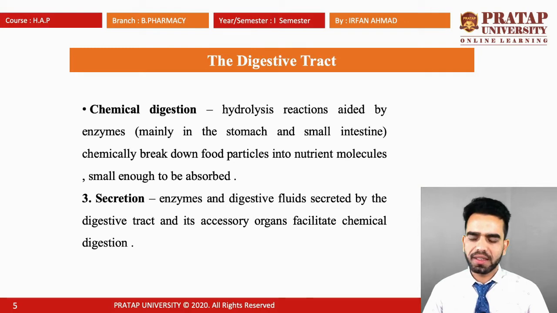Next function is secretion. Secretion is also a function of the digestive system. In secretion, enzymes and digestive fluids are secreted by the digestive tract and accessory organs, and these facilitate chemical digestion. Secretion is done by various glands, like the pancreas, gallbladder, and salivary glands, such as the submandibular, submaxillary, and sublingual glands. They all have the common function of secreting enzymes or digestive fluids into the digestive tract to facilitate the digestion of food by chemicals.